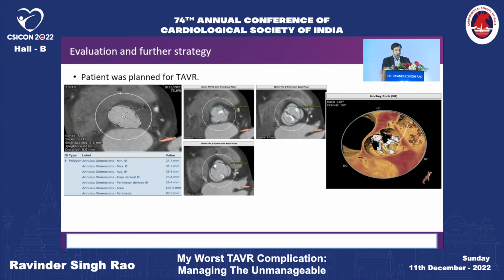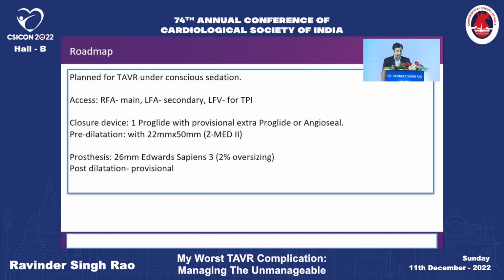So we draw a circle of a certain size and try to see how that circle interacts with the surrounding tissues, how it interacts with the annulus, how it interacts with the coronary height, and how it interacts with the LVOT. But I'll draw your attention back. There is no calcium at the level of annulus, and if you can see this, there's a calcium which extends all the way to the base of the leaflet.